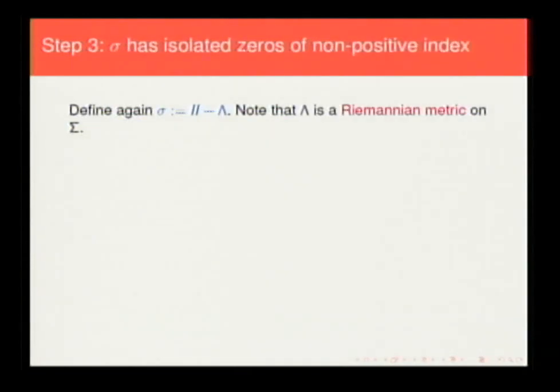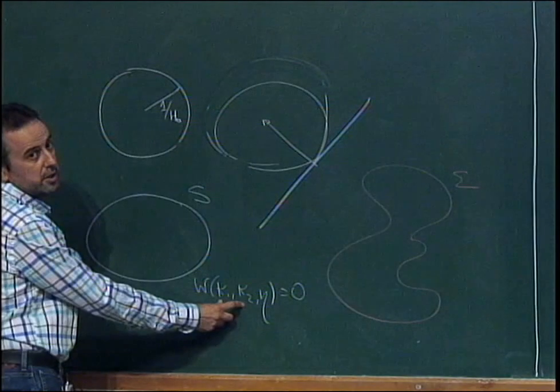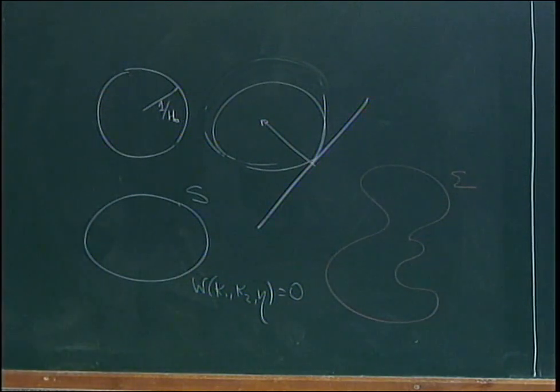Okay, using that, now we are going to prove that sigma has isolated zeros of non-positive index. Here it is impossible for us to prove that the index is negative, but in this case that it is non-positive. So this will be enough. Okay. Define again the difference between the second fundamental form of our surface and the candidate surface S. It is important here to observe that S is an ovaloid. So both principal curvatures, we can assume, are positive. So the second fundamental form is in fact a Riemannian metric. This is a key point.